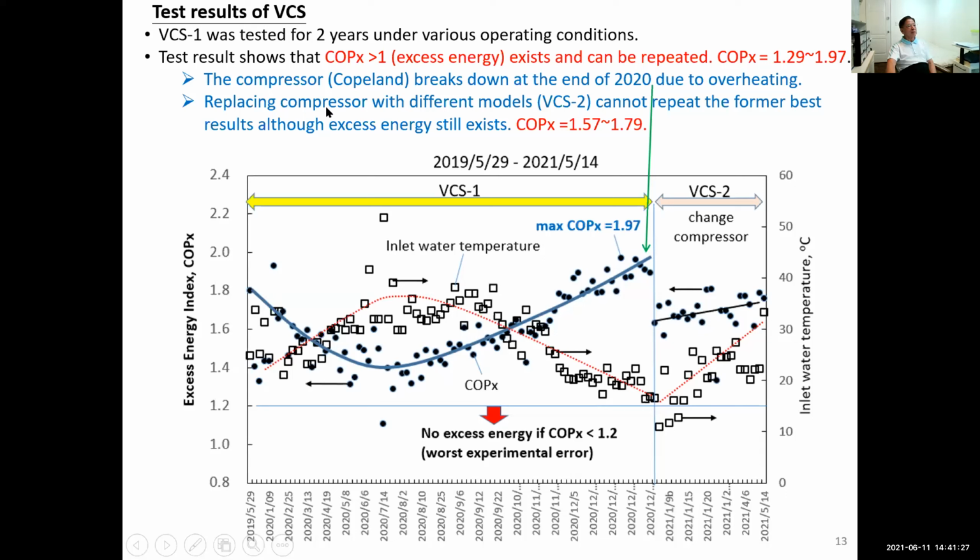Then we replaced the compressor with a new model, as the old one was very old-fashioned and phased out. But somehow it never returned to the performance we had before. COP decreased a little bit, and this is the test result we obtained over the past 2 years. If COP is less than 1.2, then we can determine that there's no excess energy. 1.2 means we take into account the experimental error, in the worst case about 20%.